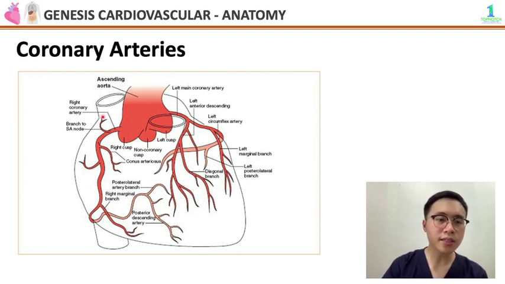Okay, so on the other side naman, no? Dito sa right cusp natin, it will give rise to the right coronary artery. And the importance of the right coronary artery, as we mentioned earlier, is that it gives out branches to supply the pacemakers of the heart. Diba? Yung SA node and even the AV node. No? Meron tayong AV nodal artery.